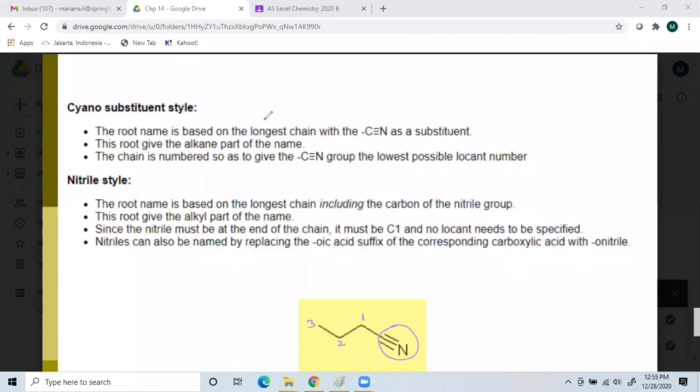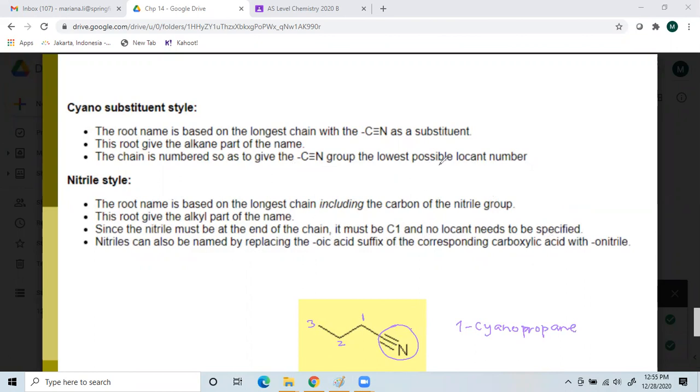Now let's give a name for the cyano substituent style. The chain is numbered so as to give the CN group the lowest possible locant number. So this is the first C, and the name would be 1-cyanopropane. So cyanoalkane, yeah, cyano substituent style.